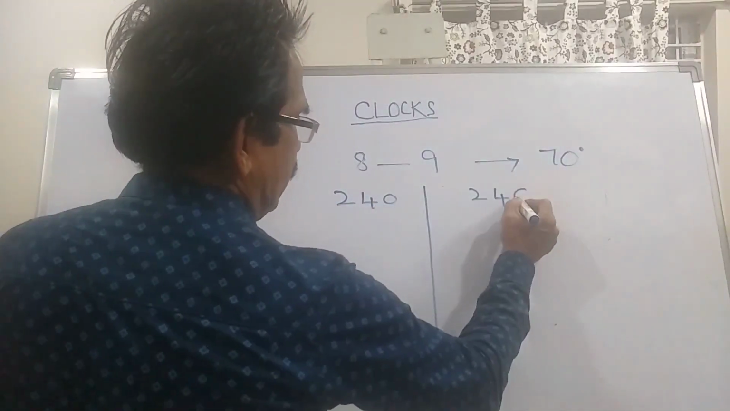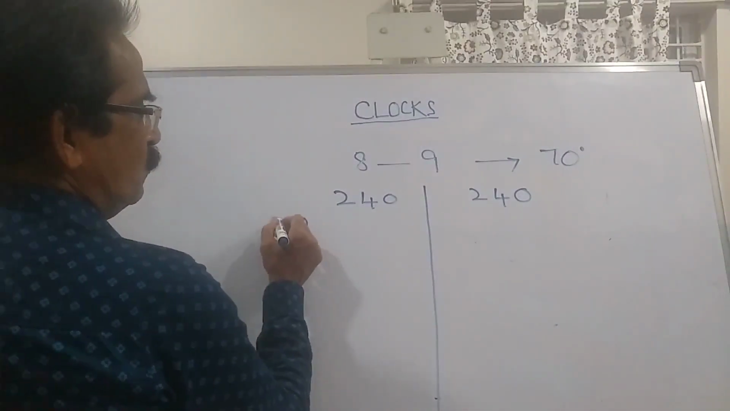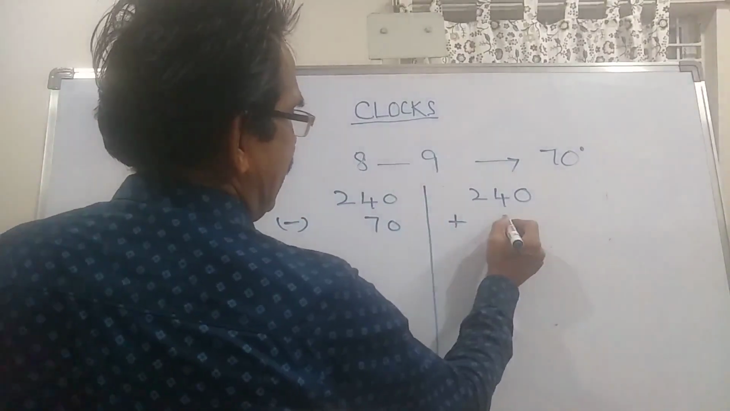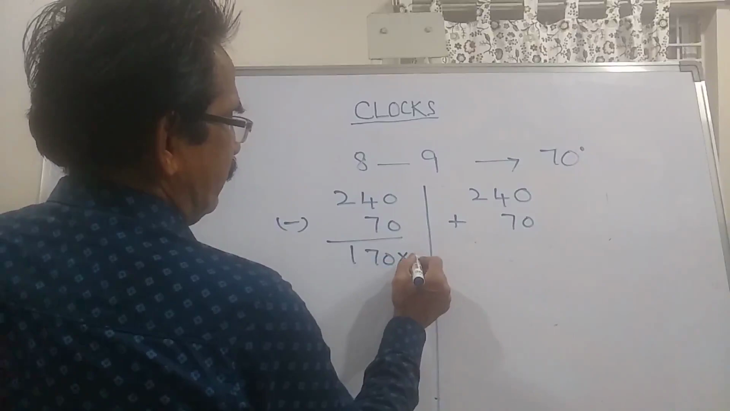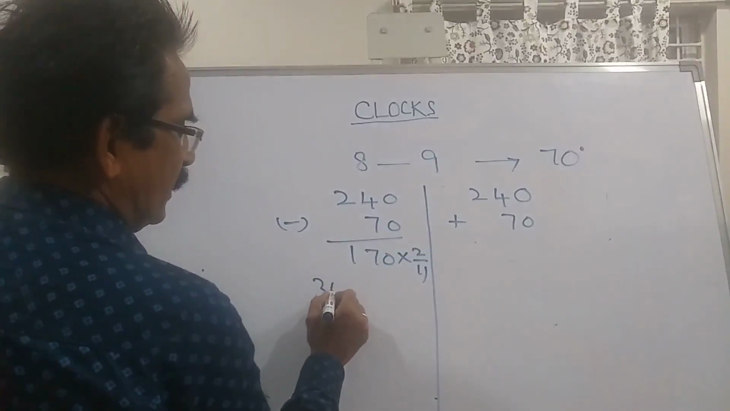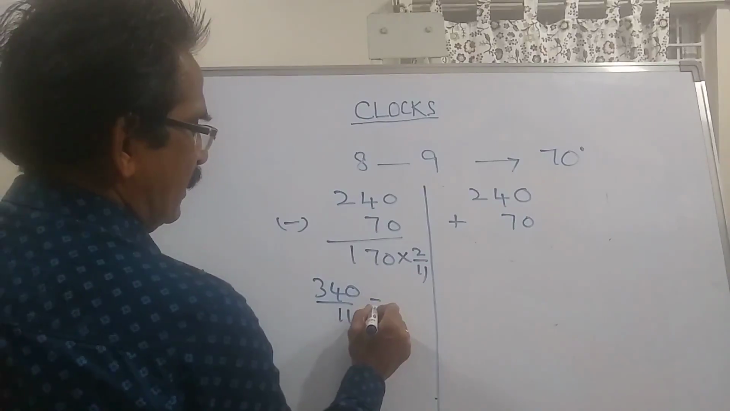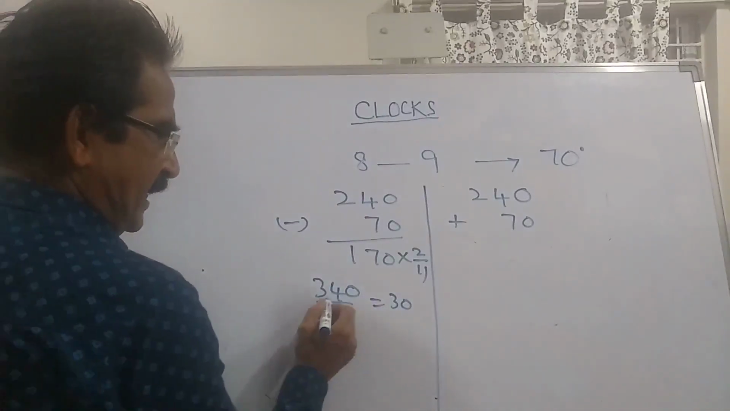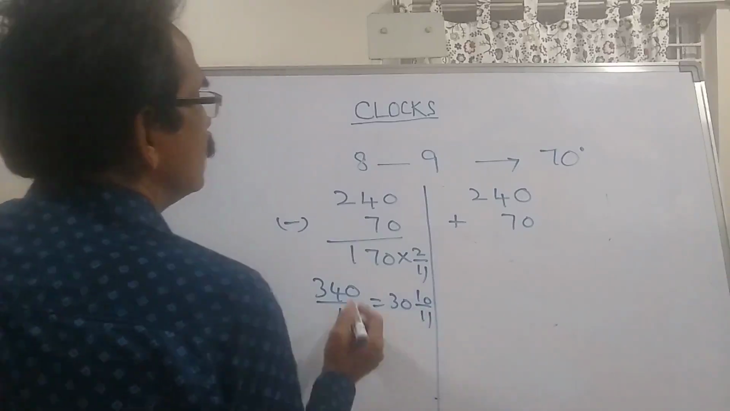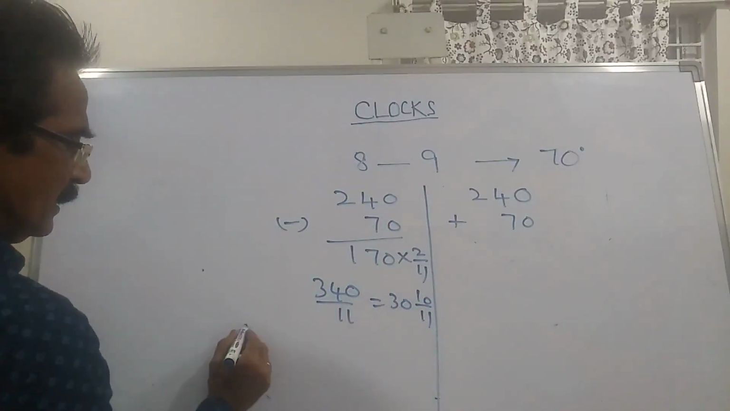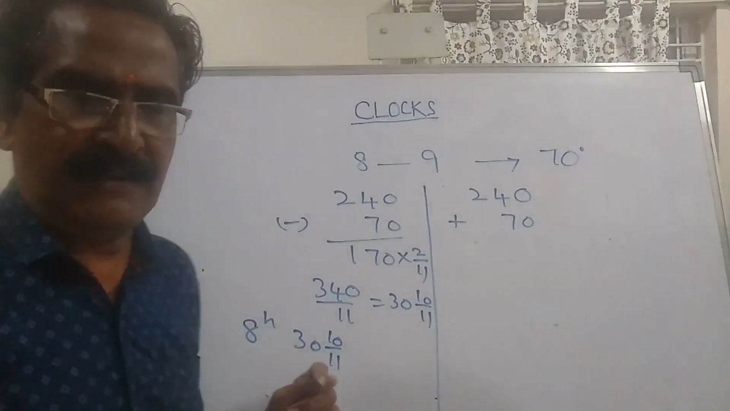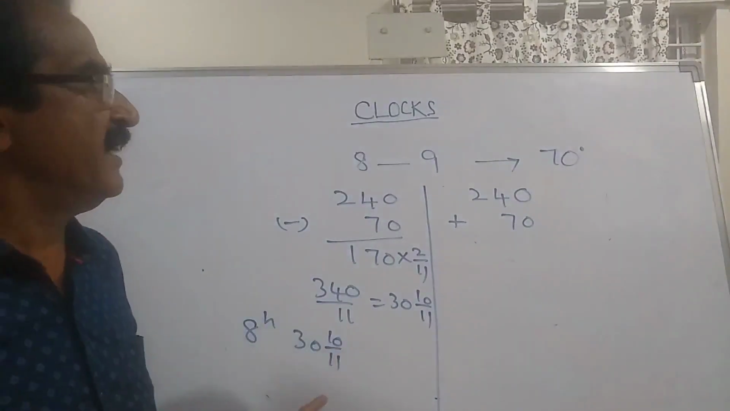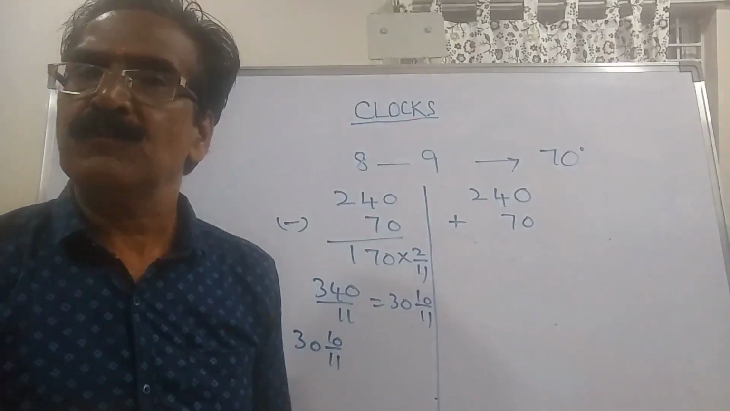240 here, 240 here. So let us subtract 70 and add 70. 240 minus 70 is 170. 170 into 2 by 11 is 340 by 11. 11 30s are 330, leaving 10 by 11. So 8 hours 30 10 by 11 minutes. At 8:30 10 by 11, the angle between the hands will be 70 degrees.